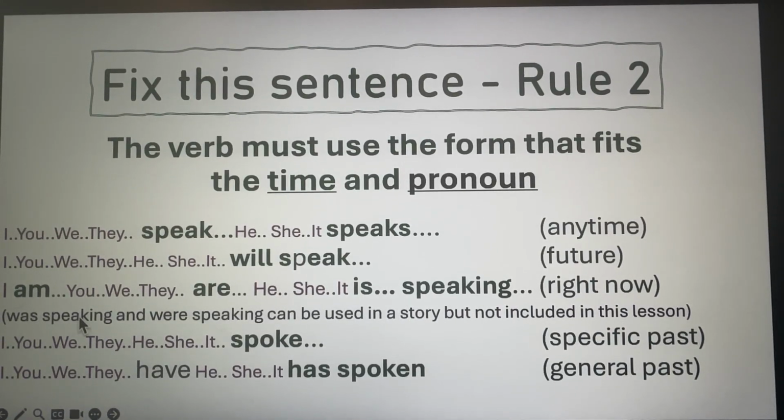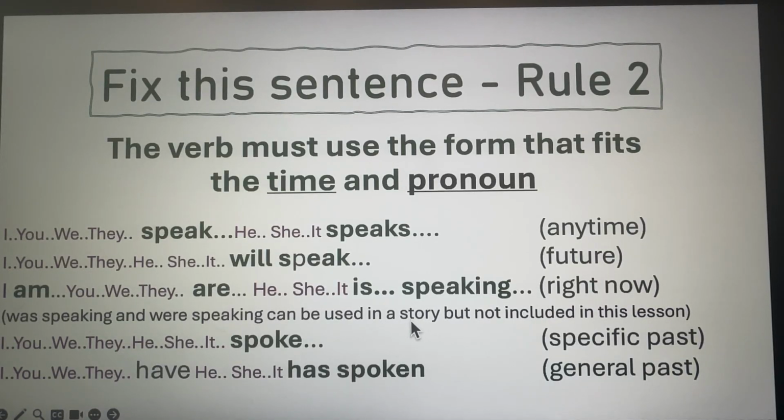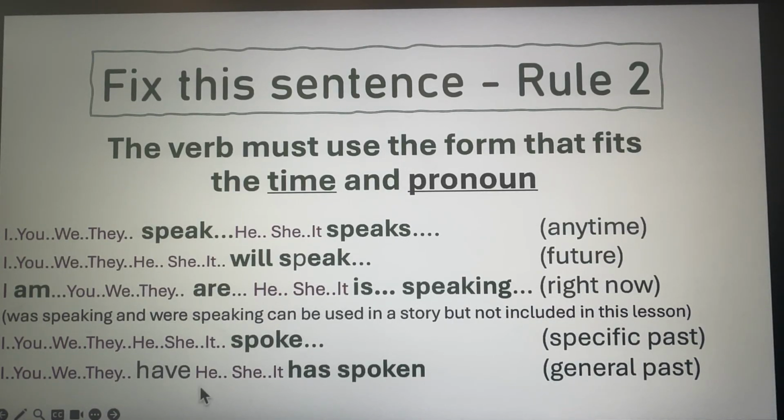Now, was speaking and were speaking can be used when we're telling a story, but not included in this lesson. That's a different type of lesson. I, you, we, they, he, she, or it spoke at a specific time in the past, or I, you, we, they have spoken in a general past time, or he, she, it has spoken at a general past time.